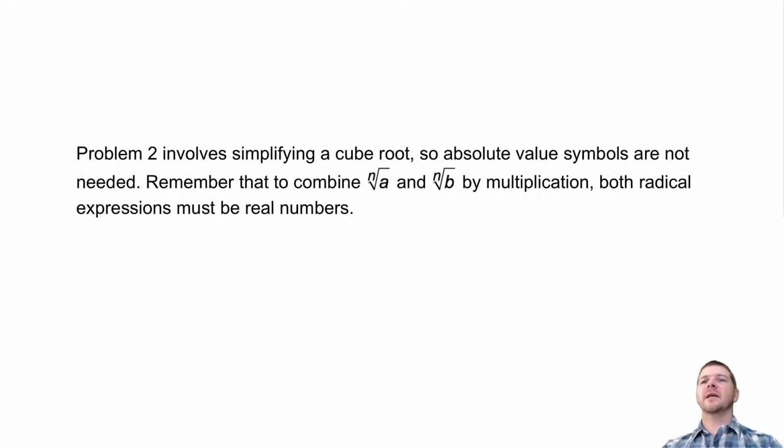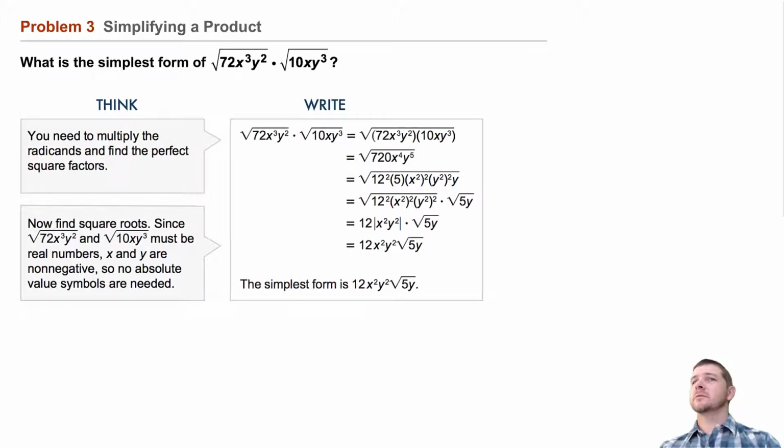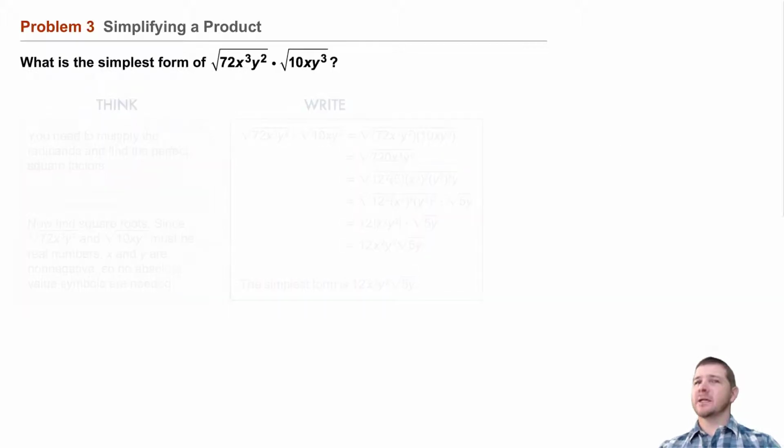Problem 2 involves simplifying a cube root, so absolute value symbols are not needed. Remember that to combine the nth root of a and the nth root of b by multiplication, both radical expressions must be real numbers. Problem 3. Simplifying a product.